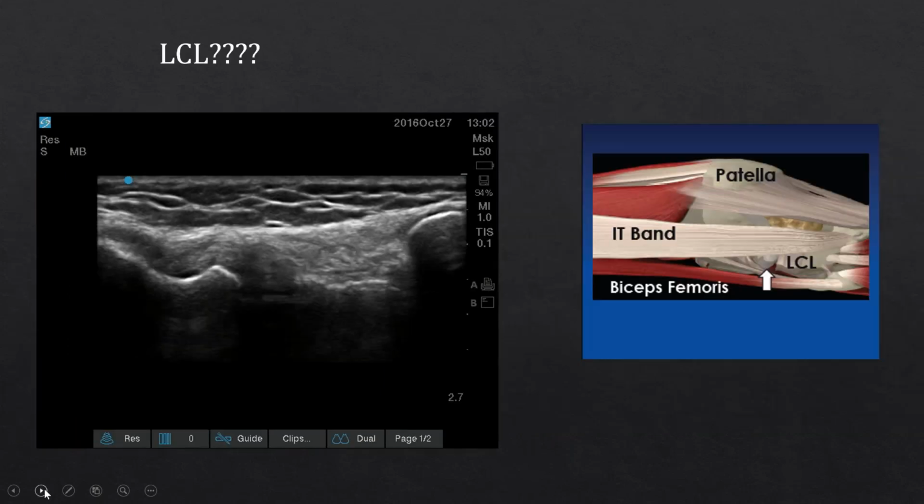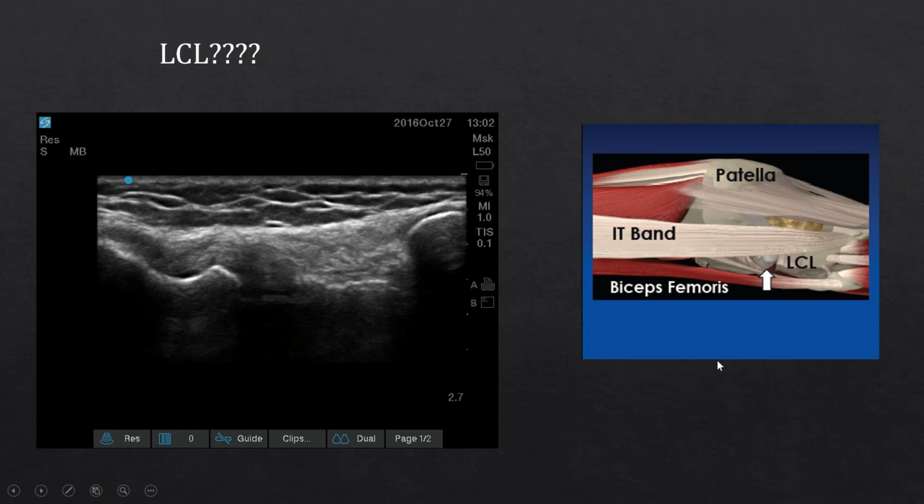And now this is an image where you cannot tell what is what, because we did not position the limb correctly to differentiate the LCL from other structures that are crossing this region. So this is a difficult image to analyze the LCL.